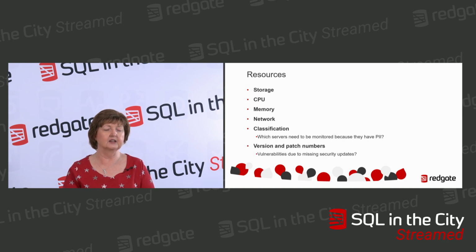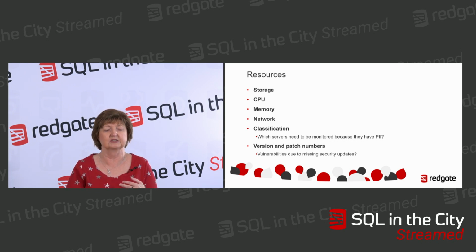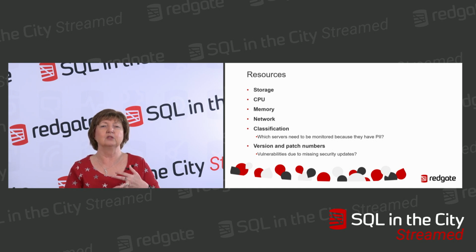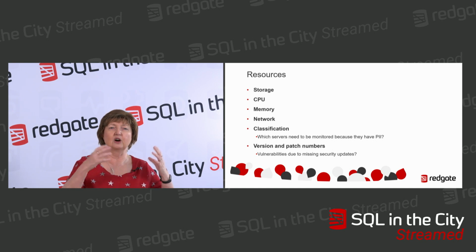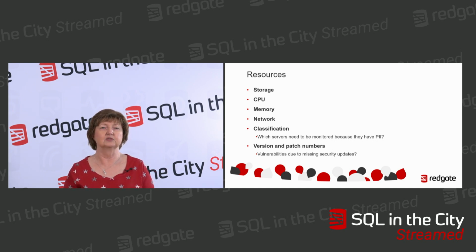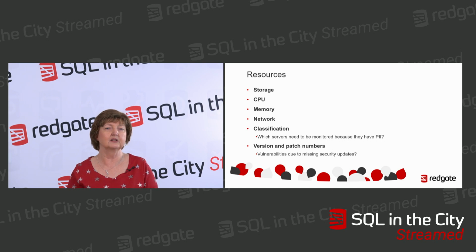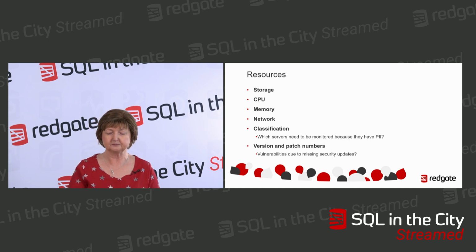The other thing that's important as far as resources, I kind of group this in resources, is just the versions and patch numbers. Wouldn't it be great if you had a live document that just automatically updated itself to keep track of these versions, so you know when you're going to have a, for example, a vulnerability because you're missing an important security update.